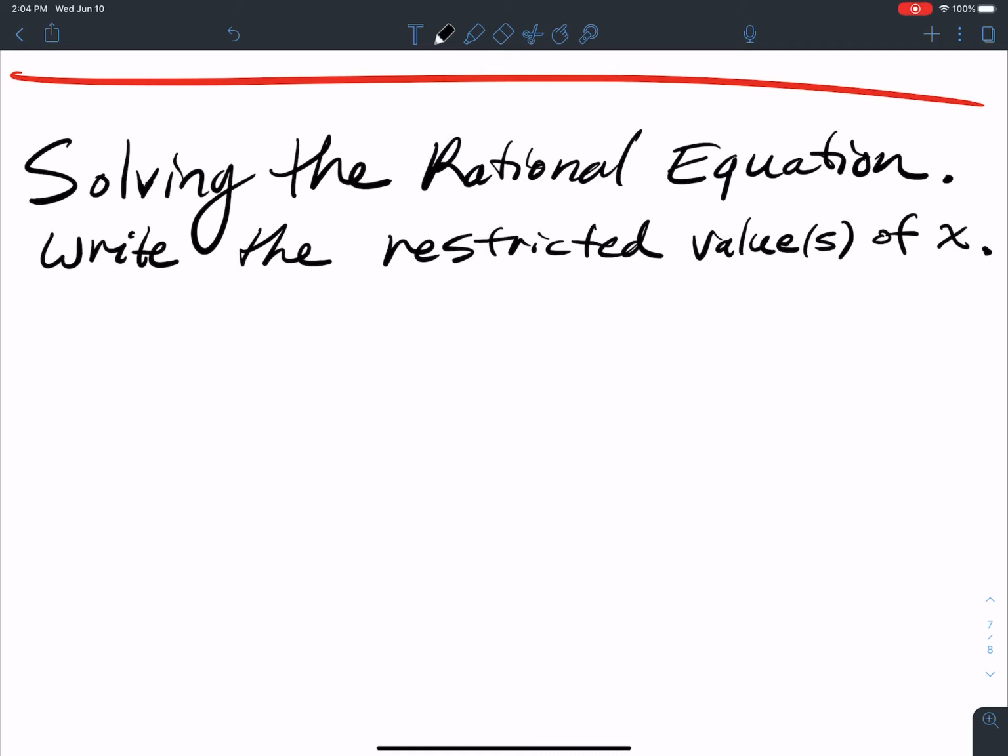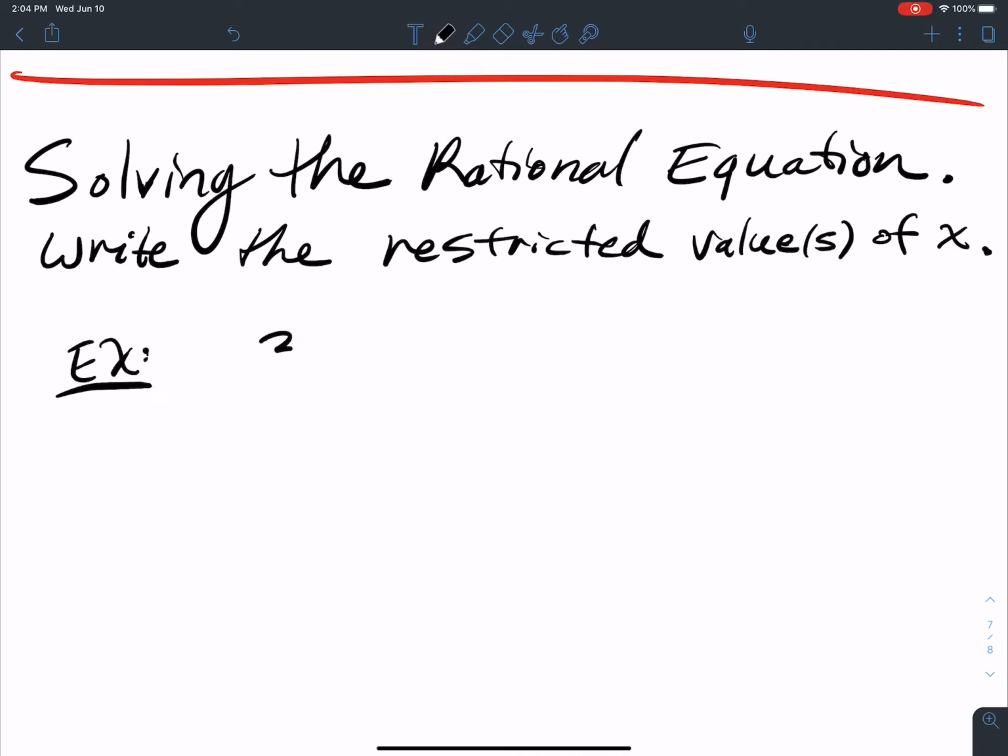In this video, we're going to solve rational equations. I'm going to write the restricted values of x. So the first example is 3 over x minus 2 plus 2 over x plus 1 equal to 1.